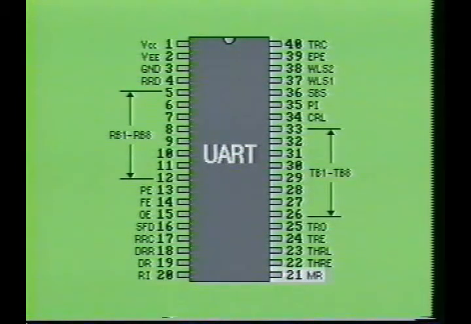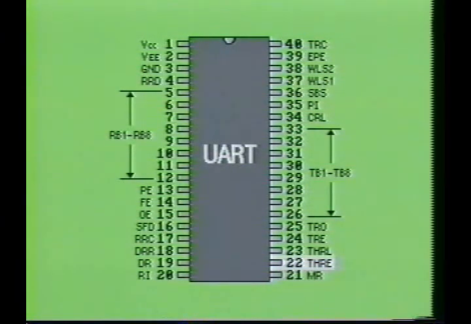Pin 21 is labeled MR and is the master reset. A short pulse applied to this pin will reset the registers and flags in both the receiver and transmitter sections. Pins 22, 24, and 25 will be set high while all other registers and flags will be set low.